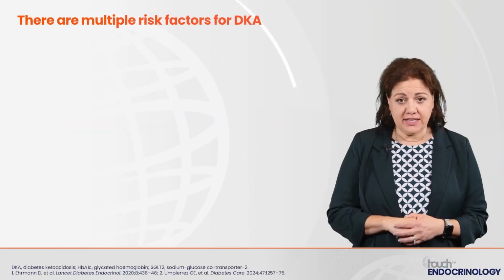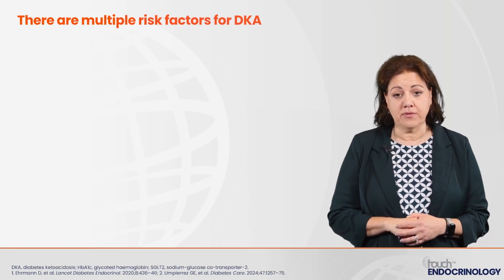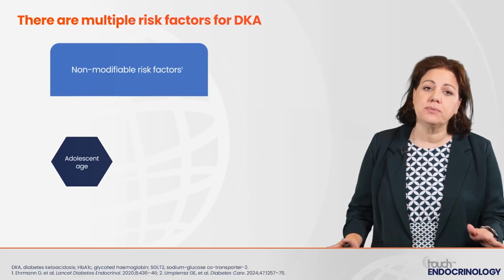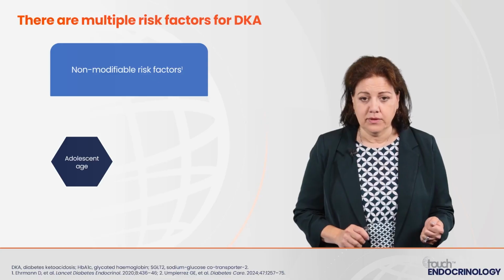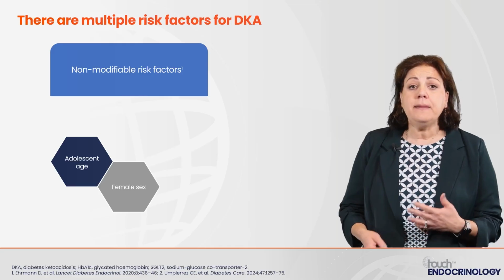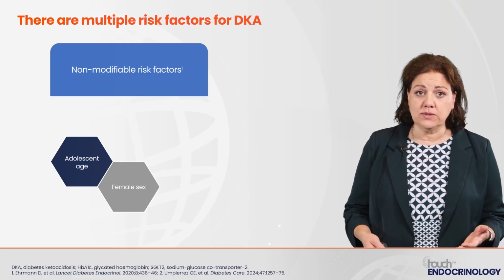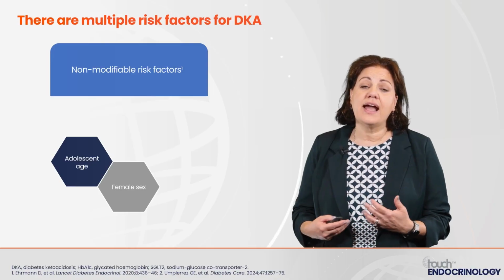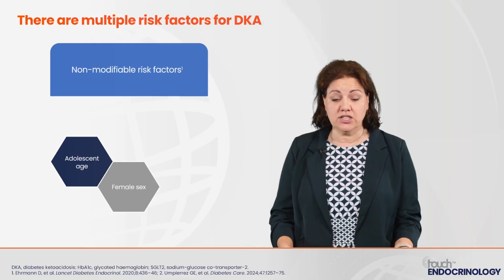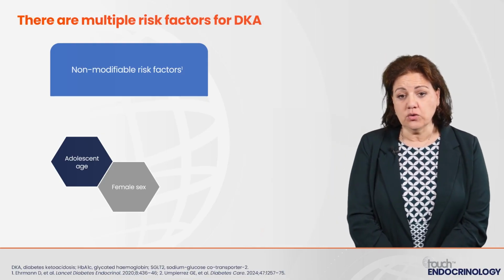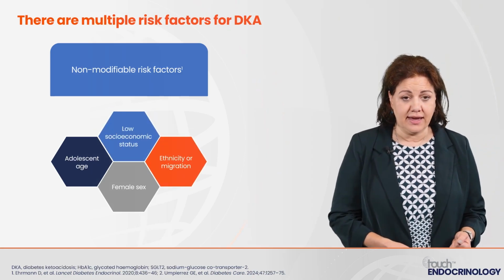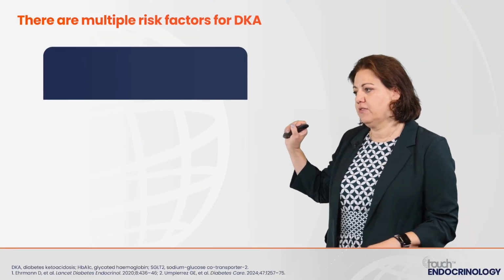When we think about risk factors for DKA, there are modifiable and non-modifiable factors. Adolescent age is one of the non-modifiable factors. Adolescents feel like they're invincible. Clearly, this is not going to happen to them. Female sex is another non-modifiable factor. And some of this may be due to the fact that people realize if they omit insulin doses, they tend to lose weight. And as women may be concerned about body image, they may leverage this to their advantage. Those with a history of migration or from low socioeconomic status are also known to have an increased risk for DKA. Now, what about those modifiable risk factors?